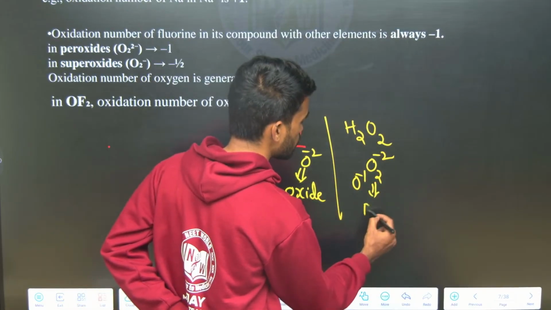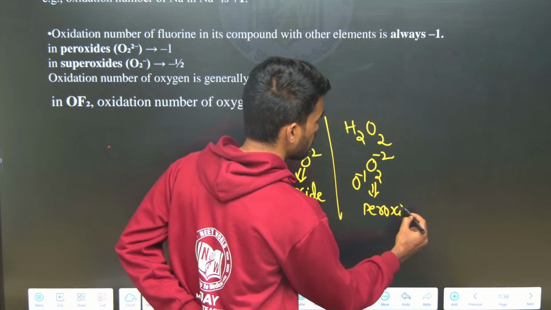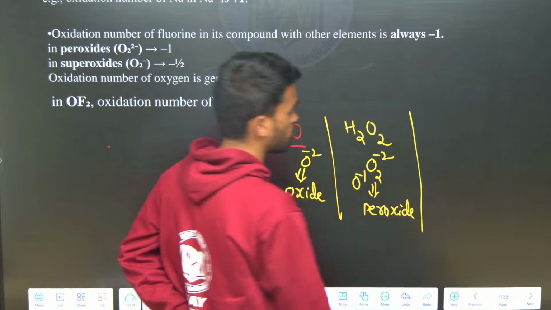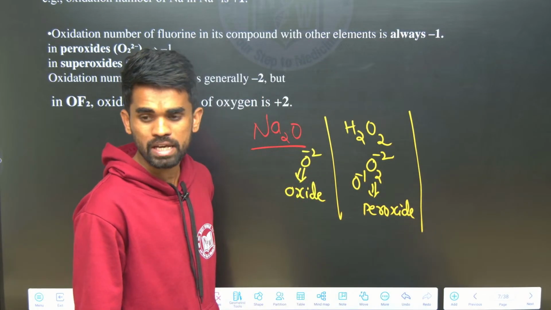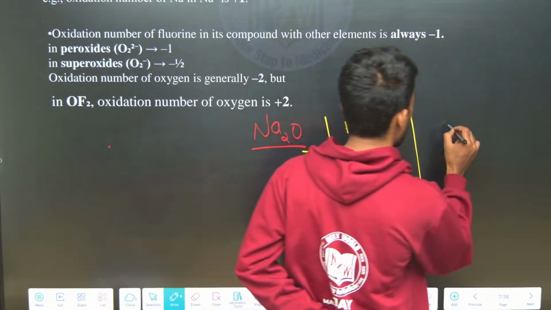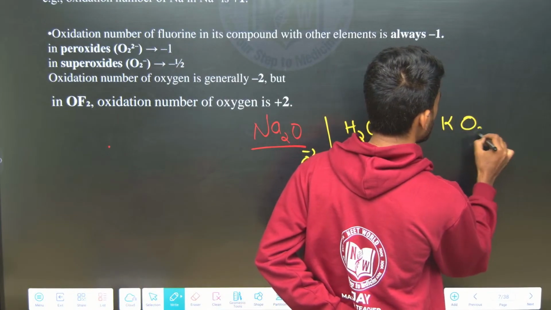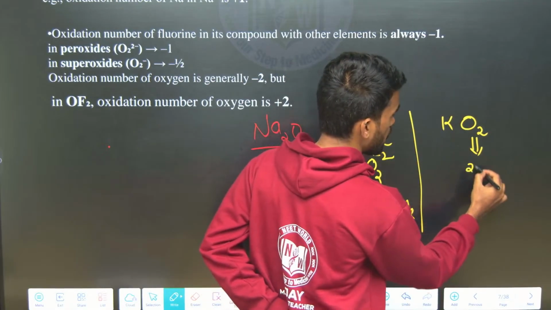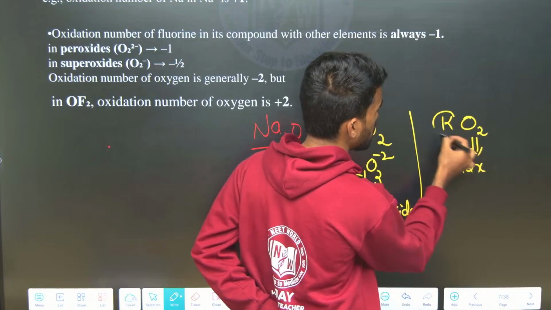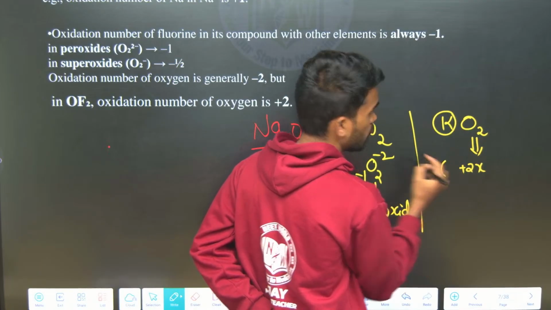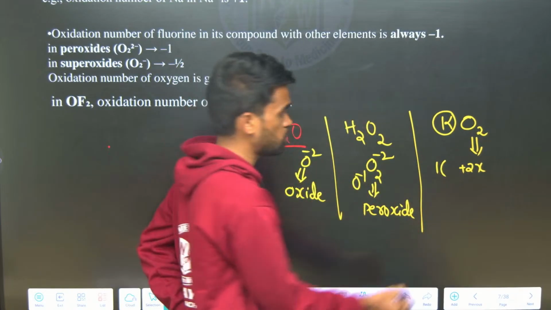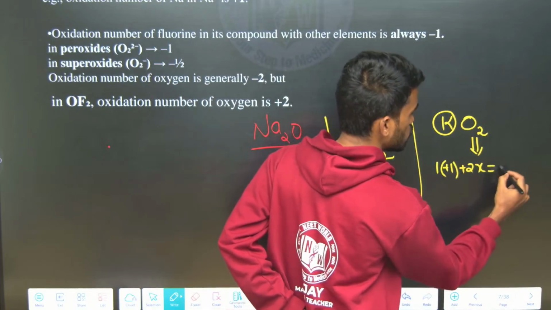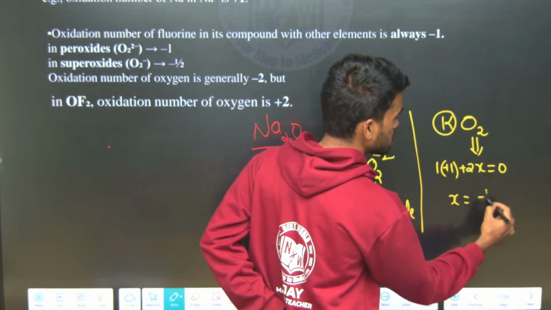What should you call it? Peroxide. Whenever you get the oxidation state of oxygen as -1, you should call it a peroxide. And here I am writing KO2. KO2 means 2 oxygen atoms are there, so I can write 2x plus, how many potassium atoms are there here? 1. Potassium is an alkali metal, so +1. Overall it is neutral, so x will be -1/2.